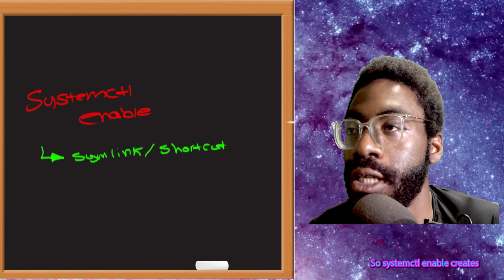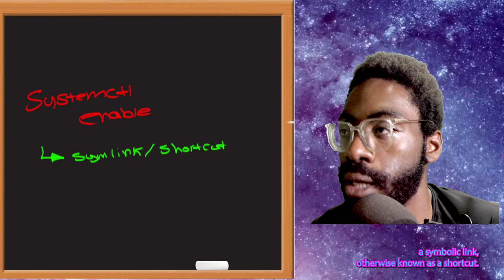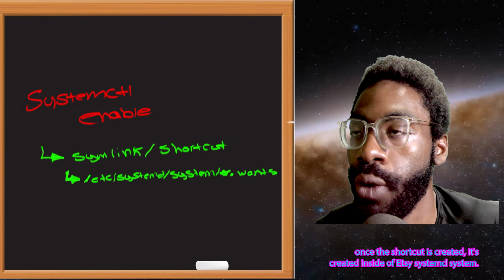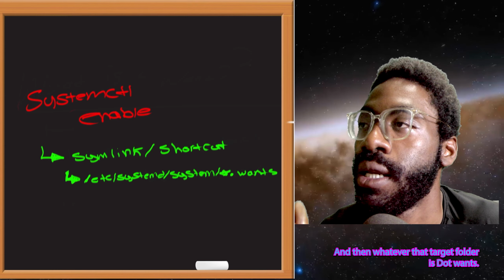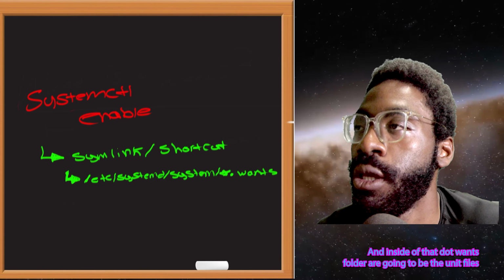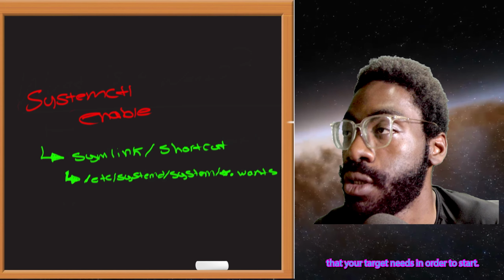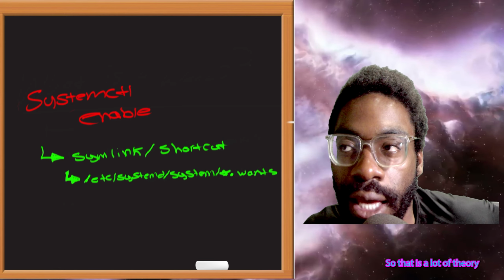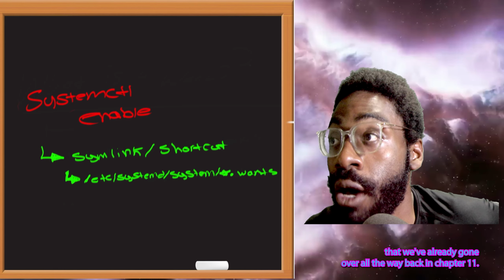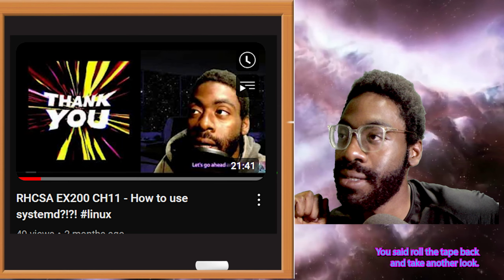So systemctl enable creates a symbolic link, otherwise known as a shortcut. Once the shortcut is created, it's created inside of /etc/systemd/system, and then whatever that target folder is, .wants. And inside of that .wants folder are going to be the unit files that your target needs in order to start. All right, so that is a lot of theory that we've already gone over all the way back in chapter 11. You should roll the tape back and take another look.